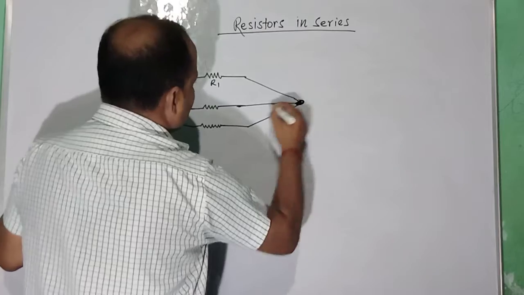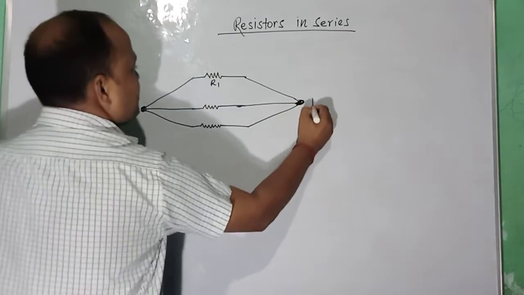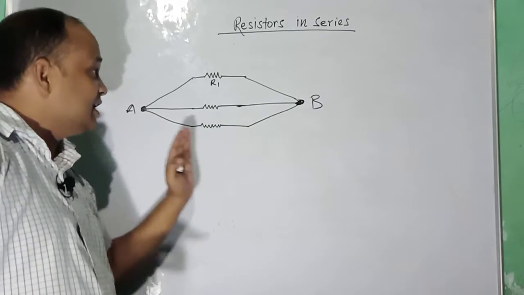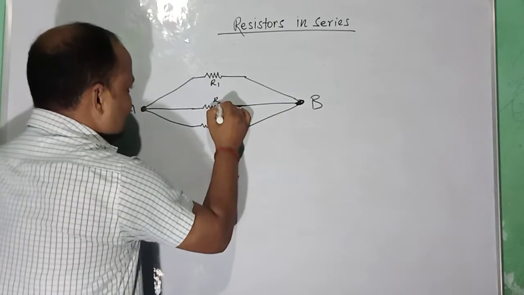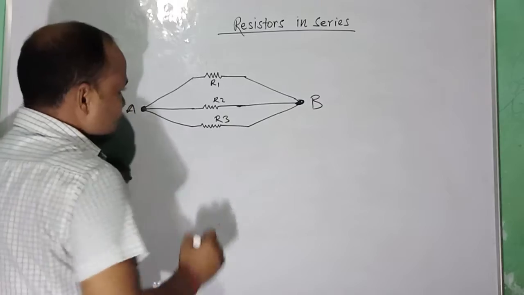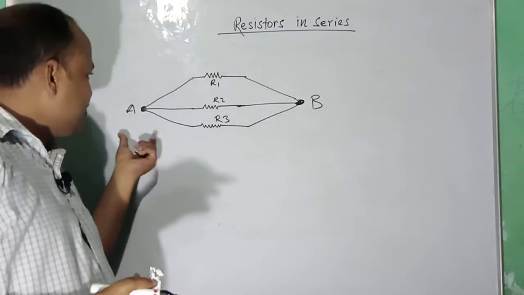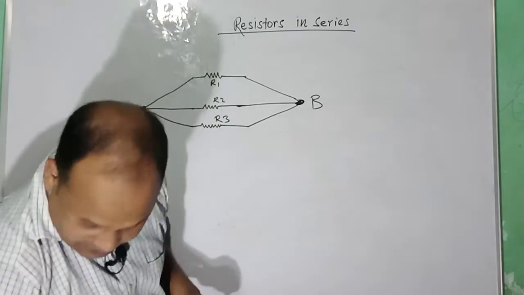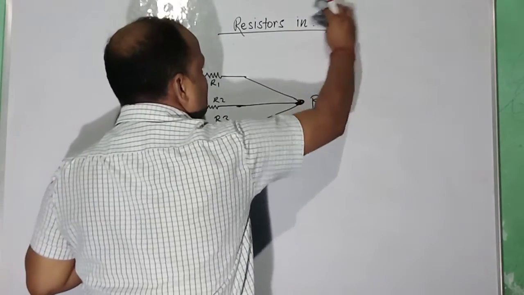When you connect this, suppose this is A and B, these are the two common points between which all these three resistances have been connected. This is R1, R2, R3. So this type of combination of resistors is called parallel combination.